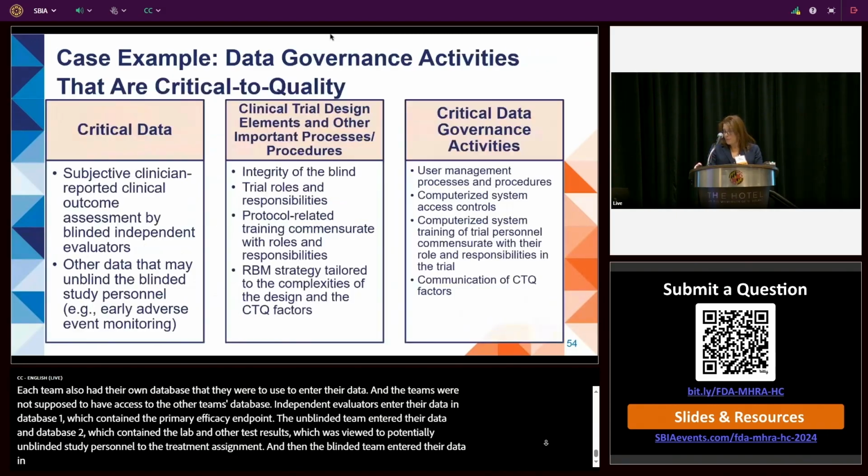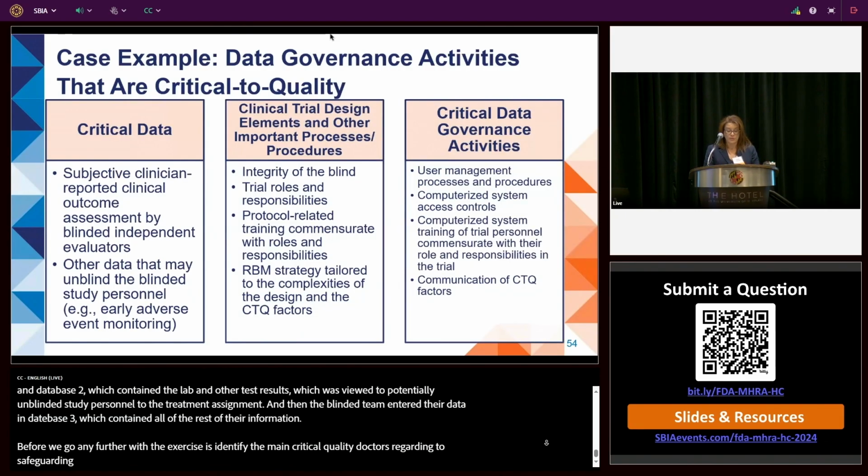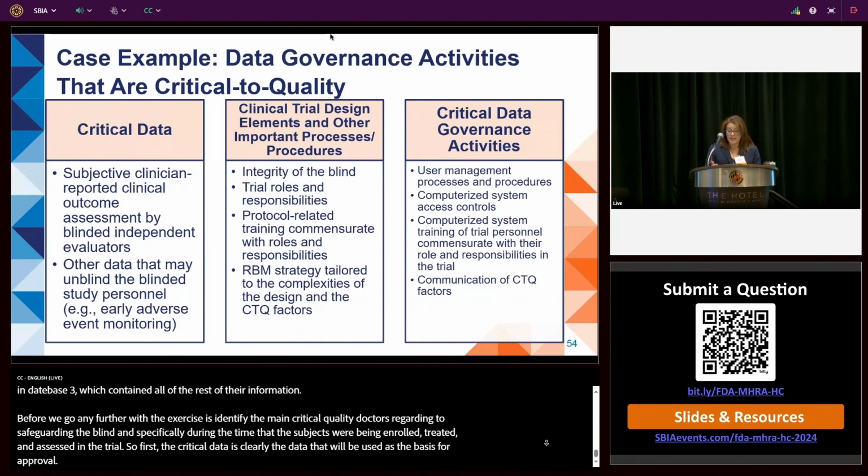So before we go any further, as an exercise, let's identify the main critical to quality factors related to safeguarding the blind, and specifically during the time that subjects were being enrolled, treated, and assessed in the trial. So first, the critical data is clearly the data that will be used as a basis for approval, so the primary efficacy endpoint data. The lab data and the adverse event data that could unblind study personnel should also be considered as critical data.